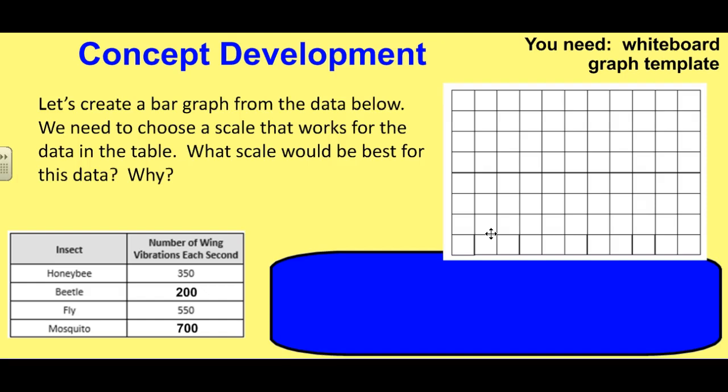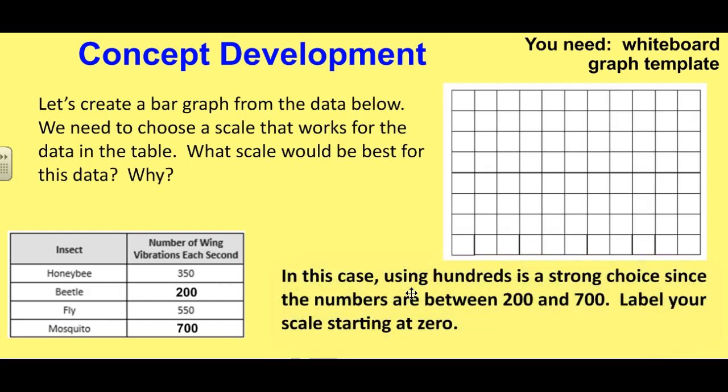So these are really large numbers that we're looking at. So when we have really large numbers, you've got to think what would be the best scale to use for this bar graph. So I want you to think about that. And what kind of scale are you going to be putting on your paper, so that way if somebody's reading this bar graph, they will be able to know actually what those bars represent whenever they're looking at it. So in this case, using hundreds is a strong choice since the numbers are between 200 and 700. If we counted by 20s, we would probably have a very long scale, because it would take us a while to get from 200 to 700.